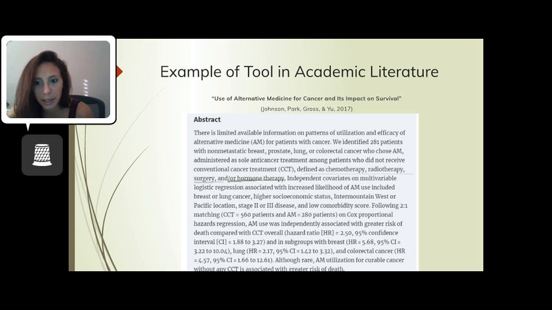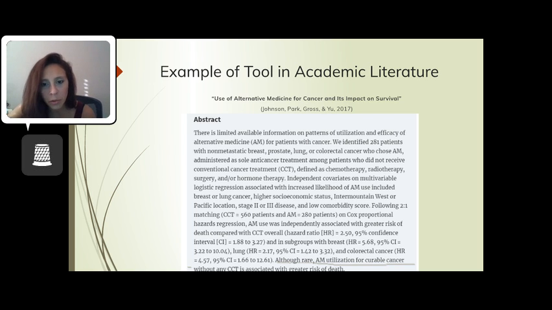They also give their full conclusion at the end. So again, that's number 10. They say that although rare, alternative medicine utilization for curable cancer without any of these conventional cancer treatments is going to be associated with greater risk of death.